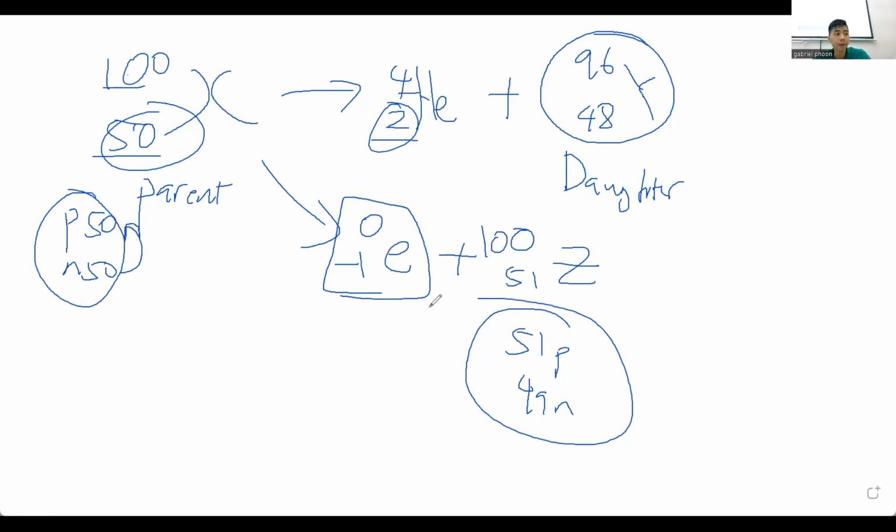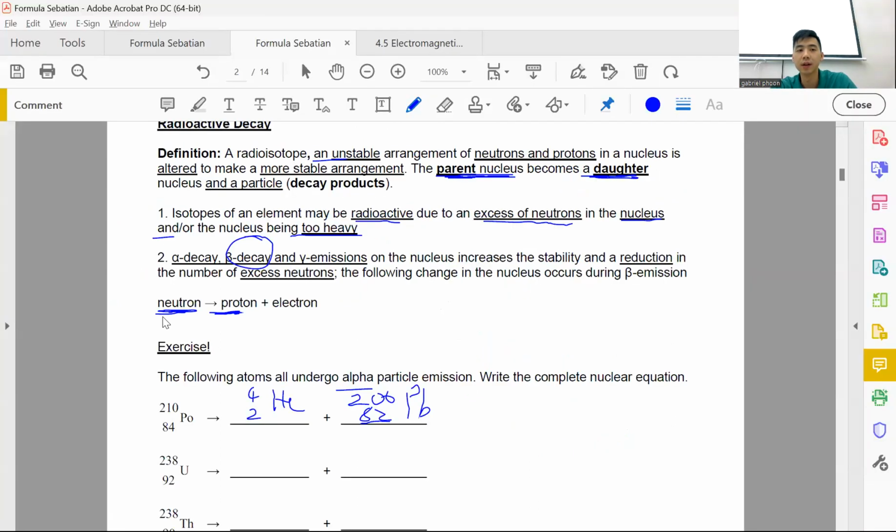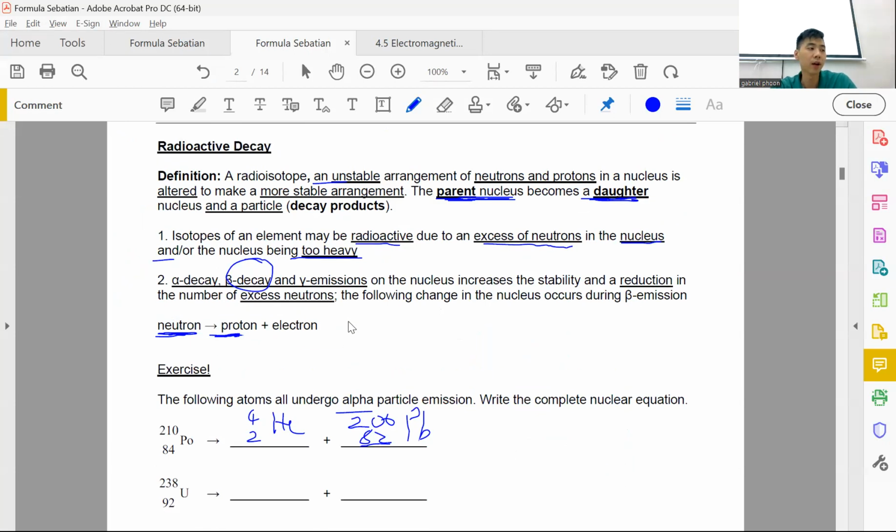Okay? Everybody? So if you look at the notes here, it kind of makes sense. Excess neutrons, convert it into proton. Okay, attempt the questions below, everybody.